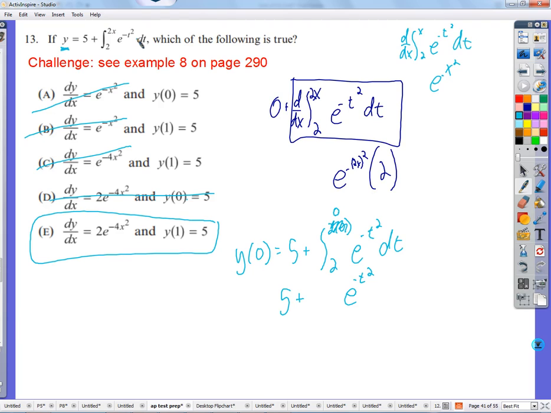Yes? What if it's not some other variable? Like, what if it was from 2 to 2x of e to the negative x squared? That shouldn't happen.